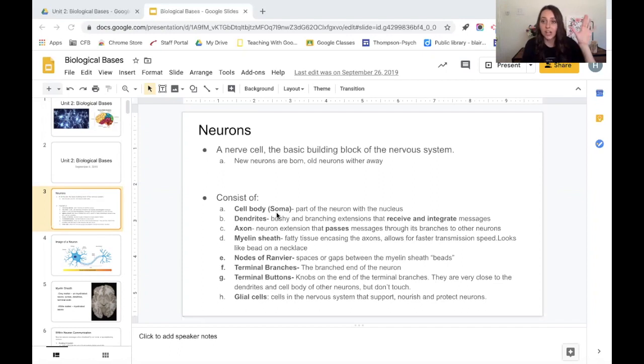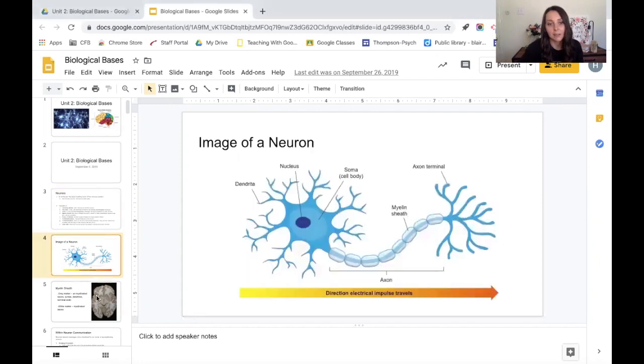So remember, dendrites is the receiving end. The terminal branches and buttons are the senders. That's where your neurotransmitters are going to leave and cross that synaptic gap.